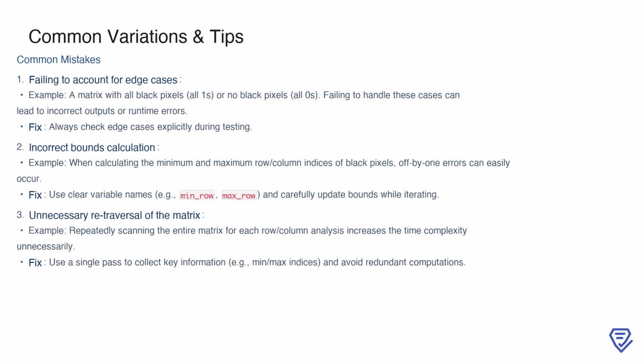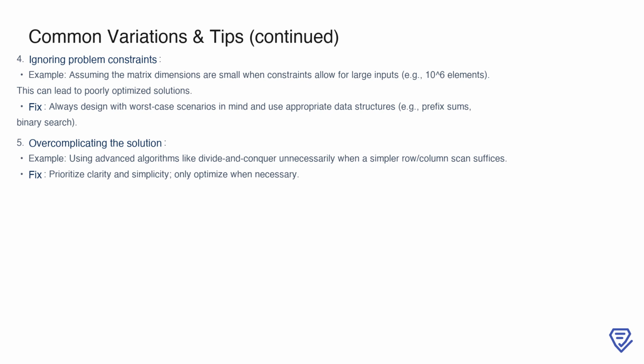Lastly, unnecessary retraversal of the matrix is a source of inefficiency. For example, repeatedly scanning the entire matrix for each row or column analysis can significantly increase the time complexity. Instead, strive to collect critical information, such as the minimum and maximum indices, in a single pass to eliminate redundant computations. Now, let's look at 2 additional mistakes.